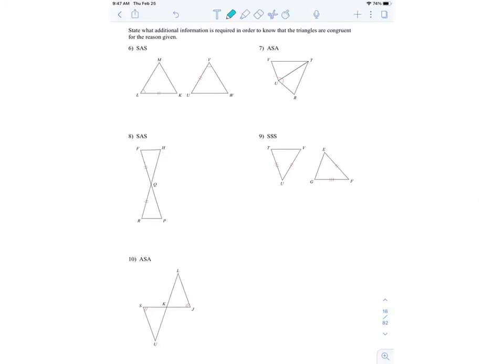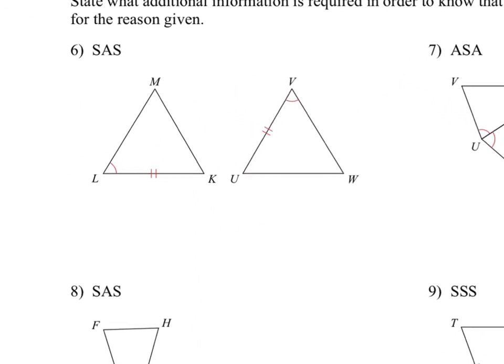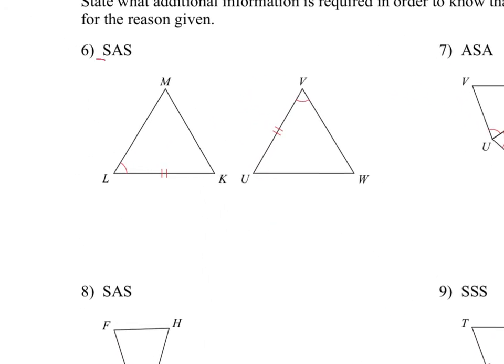All right, so let's look at this next page, and now we need to determine what needs to be congruent for us to say that these 2 triangles are congruent by the reason that they gave us. So this one is side, angle, side. So let's see what we have. We have a side. The next thing is an angle. So we have that, we have that.